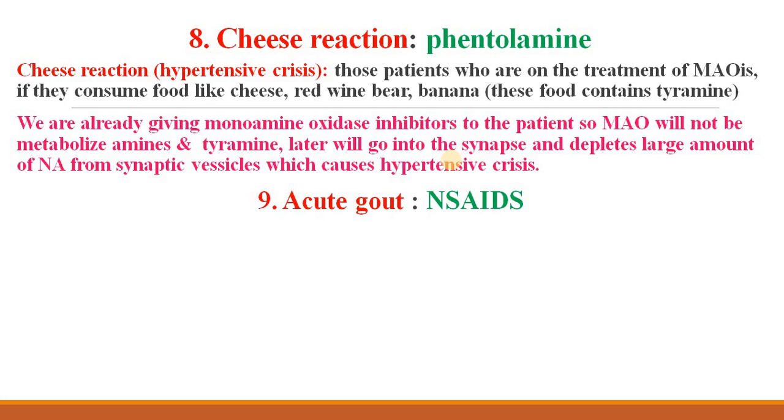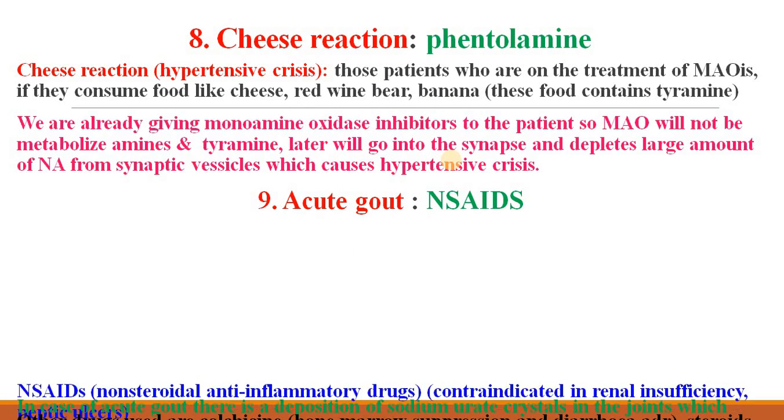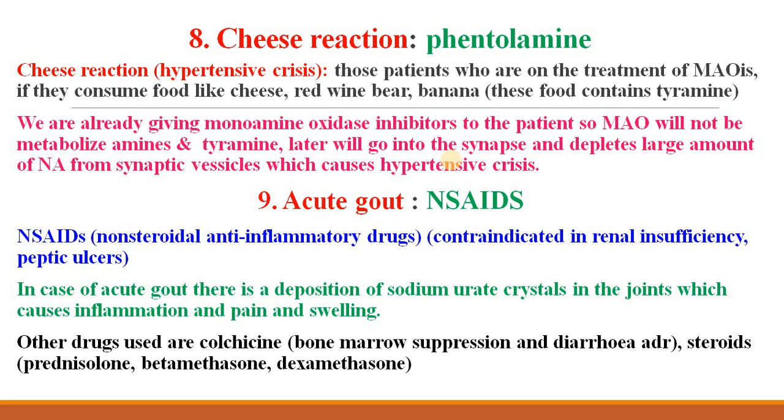In case of acute gout, non-steroidal anti-inflammatory drugs, NSAIDs, are used. What is gout? In gout, there is a deposition of sodium urate crystals in the joints, and the deposition of these crystals will cause pain and inflammation in the joints. There will be swelling. That condition is known as acute gout.